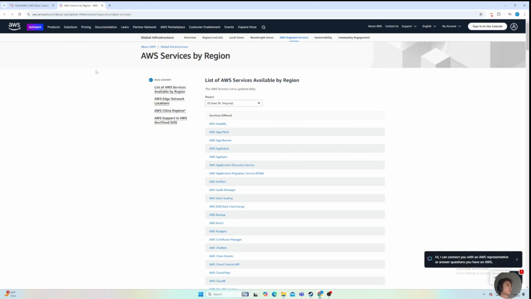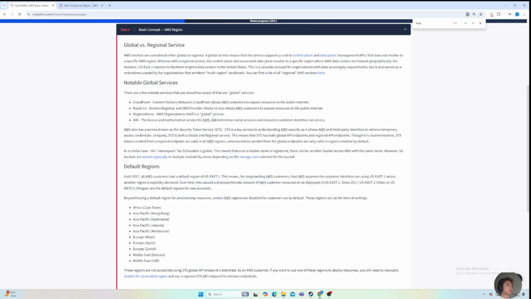Okay, notable global services. There are a few notable services that you should be aware of that are global services. CloudFront, content delivery network. CloudFront allows AWS customers to expose resources to the public internet. Route 53, domain registrar and DNS provider. Route 53 also allows AWS customers to expose resources to the internet. Organizations, AWS Organizations is a global service. IAM, the access and authorization service for AWS. IAM determines what services and resources customer identities can access.